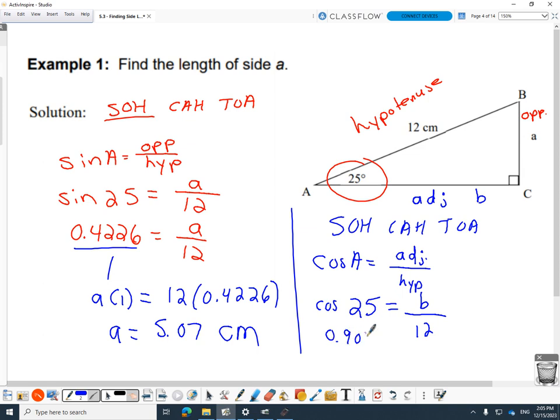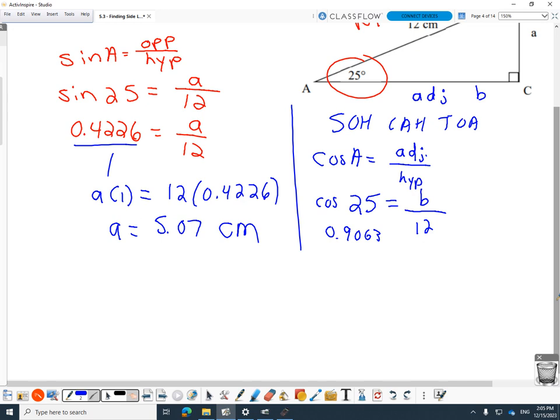0.9063. Do I have enough scrolling here? I do. I've got lots of scrolling. In fact, I want to lower that, okay? I'm not changing it, so if you've copied it down, don't worry. I'm just moving it down. 0.9063 equals B over 12.